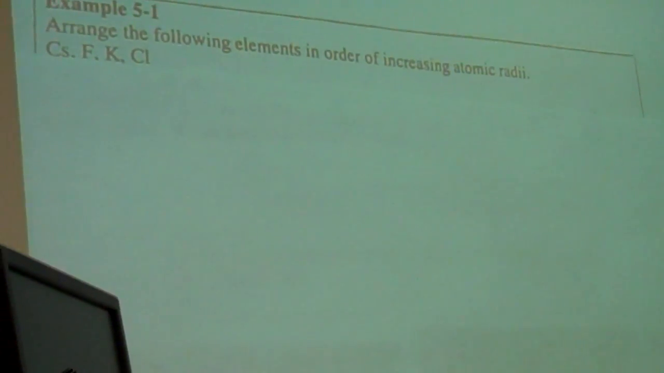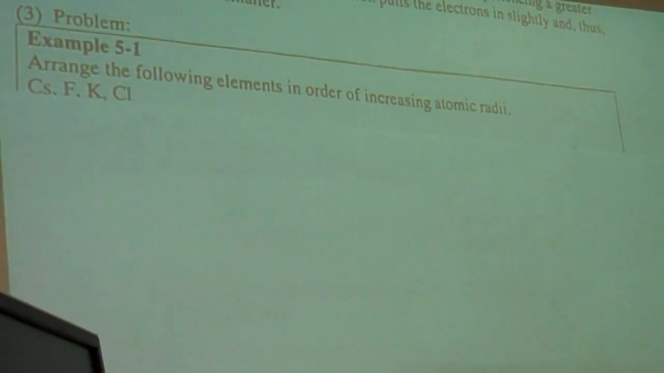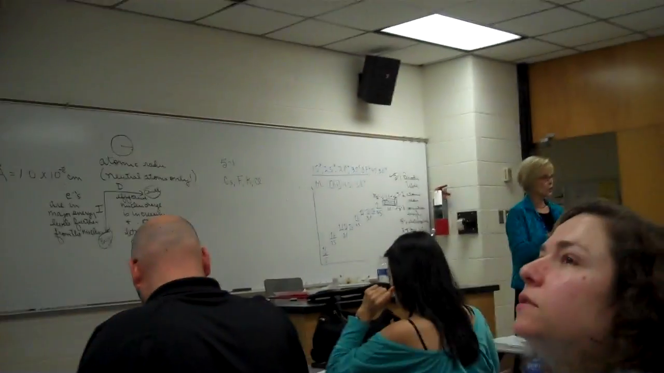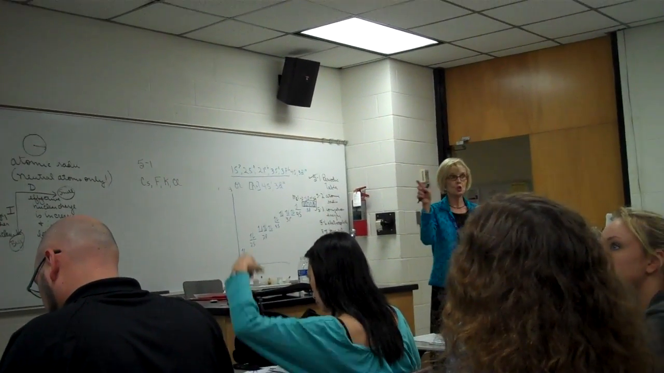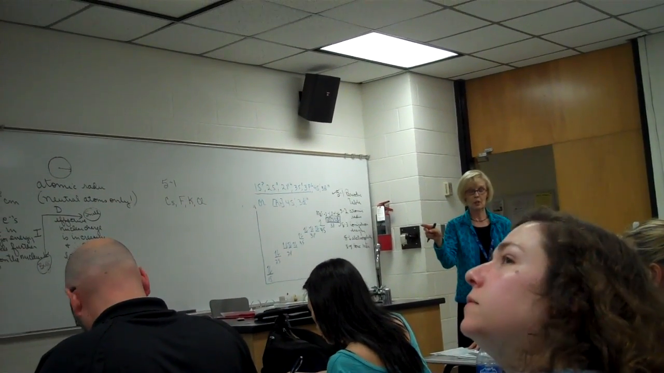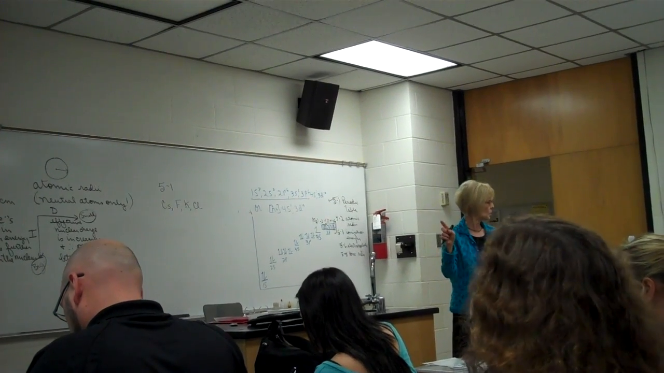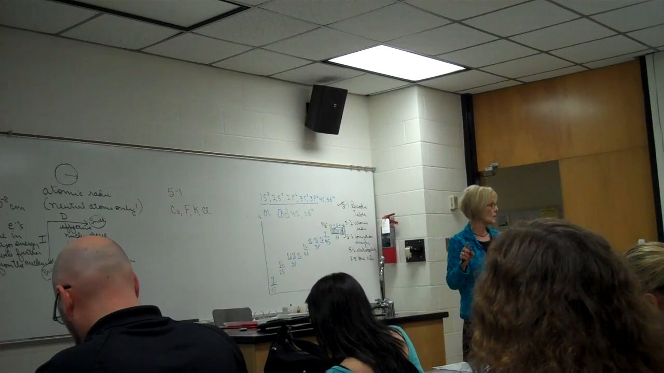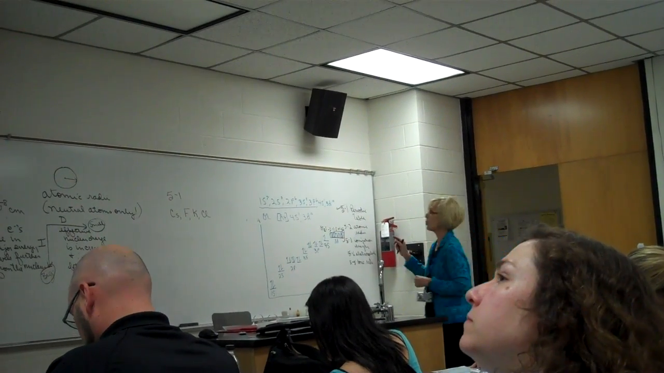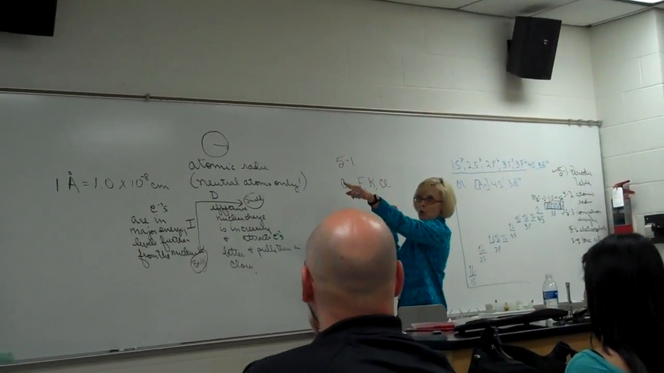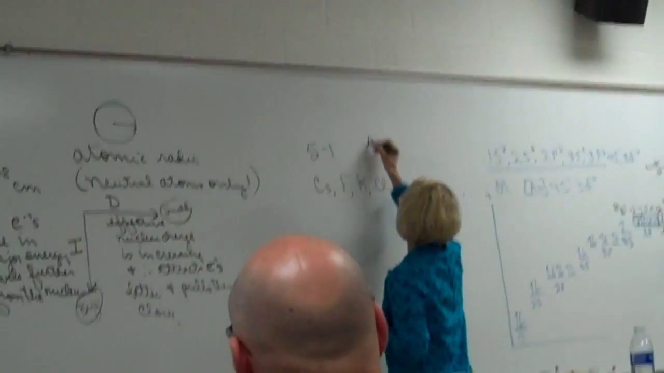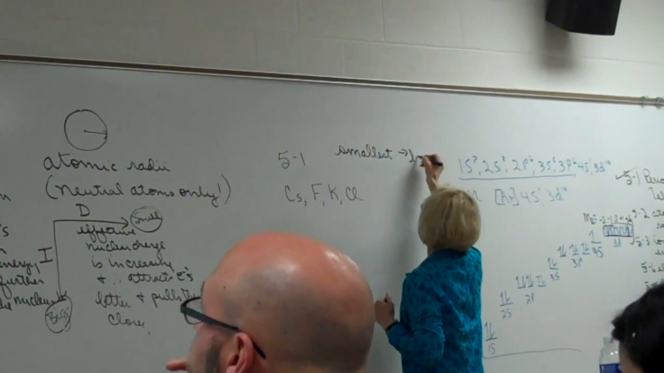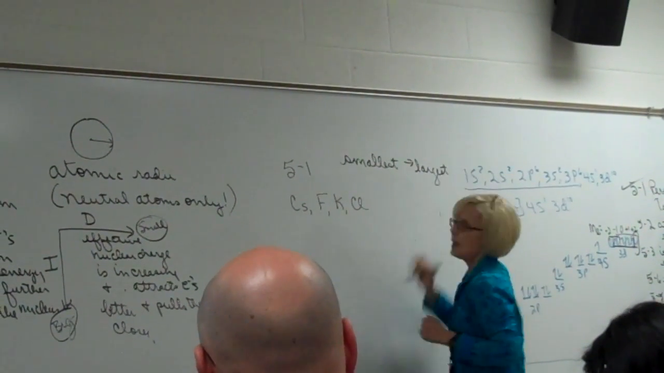We want to put these, and the wording here is in increasing order of atomic radii. Okay, and that translates as smallest to largest. Now, I could say decreasing order, but this particular problem says increasing order. And I can't tell you how many times on test day people get it just backwards. So when you say order of increasing size, we want to go smallest to largest.